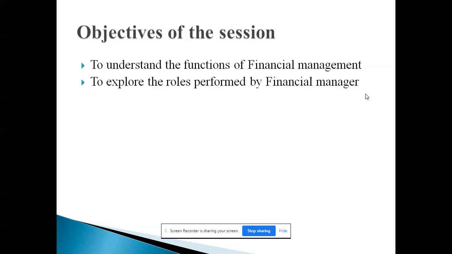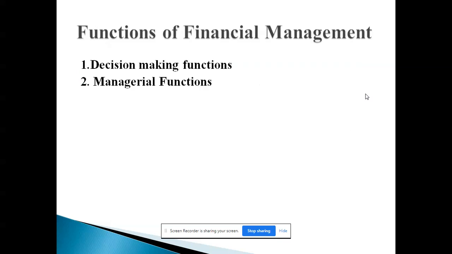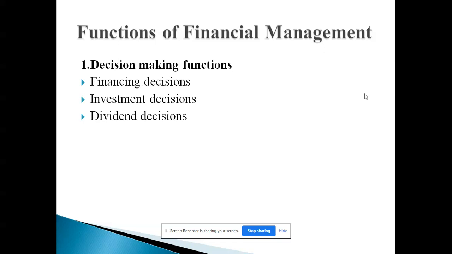Objectives of the session: to understand the functions of financial management, and to explore the roles performed by the financial manager with respect to financial management. So, functions of financial management, we can have two broad classifications. Number one is decision making function, number two is managerial function. So the financial manager also performs these two functions. Let us see one by one. Decision making function is again subclassified into financing decisions, investment decisions, and dividend decisions.